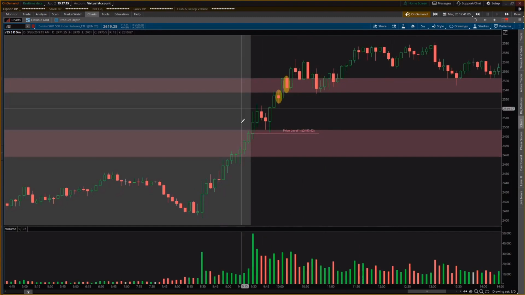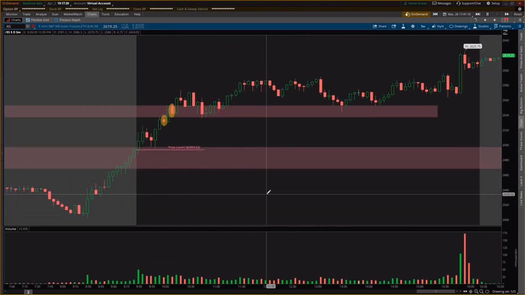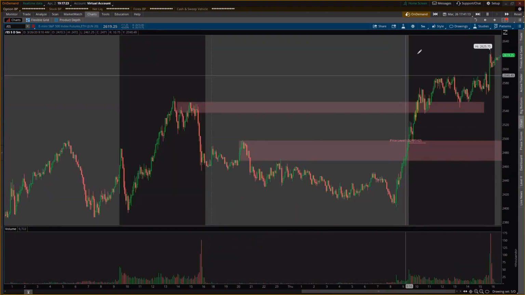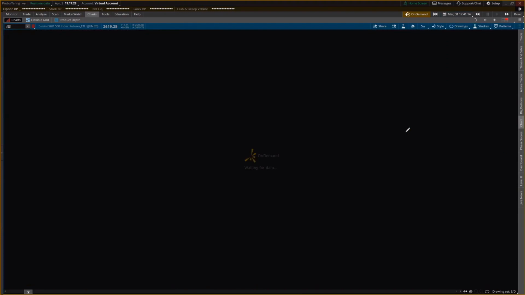So this is when to not trade a supply zone or even a demand zone if you want to flip it. You have to wait for confirmation, and that confirmation is key. So I'm going to fast forward to when you should be trading these zones. Let's go to March 31st.